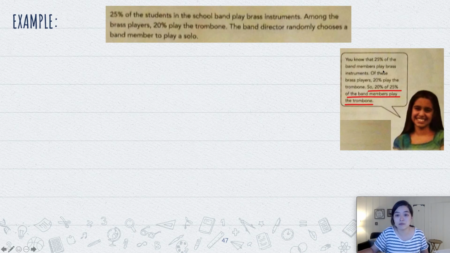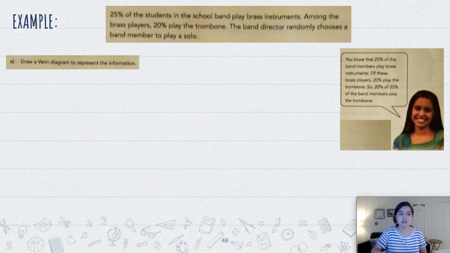Okay, so you know that 25% of the band members play brass instruments. And then out of the brass players, 20% play the trombone. So that means 20% of 25% of the band members play the trombone. Just remember that in the back of your head because that's going to come up. So look at question A.